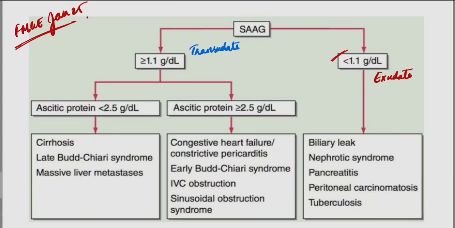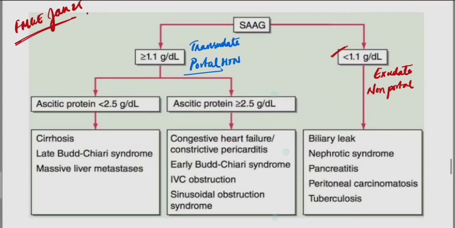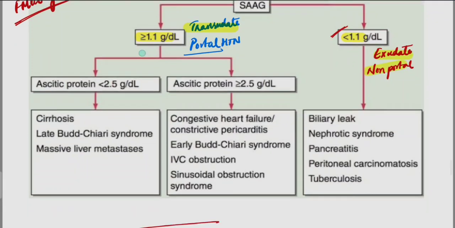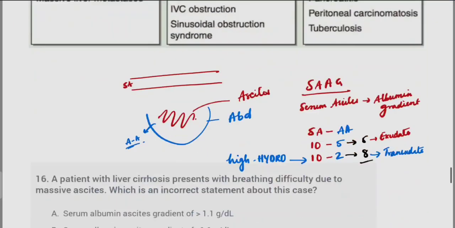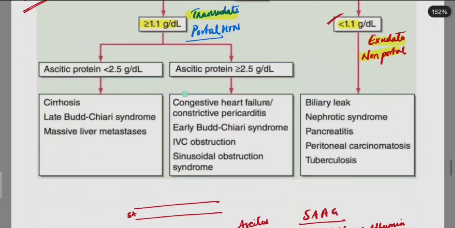So something to do with fluid. So this will all be your portal hypertension causes. This will be your non-portal hypertension causes. So with that it's all sorted. Whenever it is high gradient, high we remember hydro, we remember transudate, which means fluid is being leaked. And I know whenever I say it is low, it's the opposite, exudate and non-portal causes. So basically when I say low, there is leak of albumin.